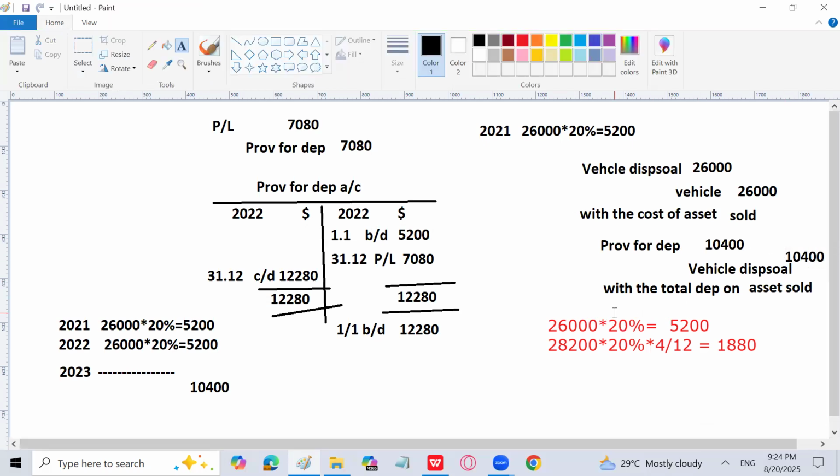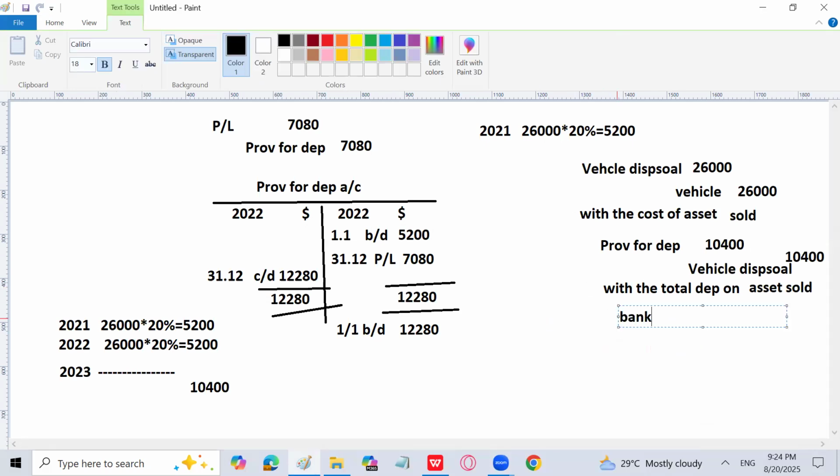Okay. The next entry we are going to pass is for the sale proceeds on the asset sold. So we pass the entry that whatever amount we got from the sale of the asset, that is bank, is going to be debit, and vehicle disposal account is going to be credit. Yes, vehicle disposal will always be used in the entry as the other side of the account because it is a temporary account. It is used for a specific purpose, and then after calculating the profit or loss, it will be abolished. It will not go anywhere from there.